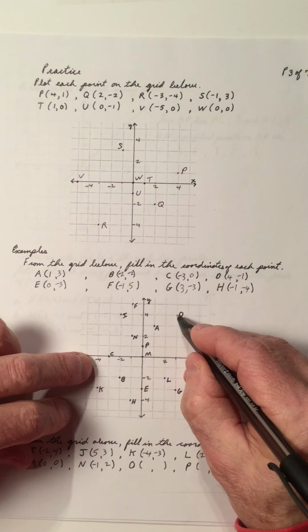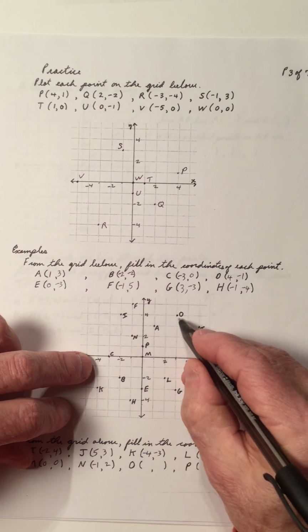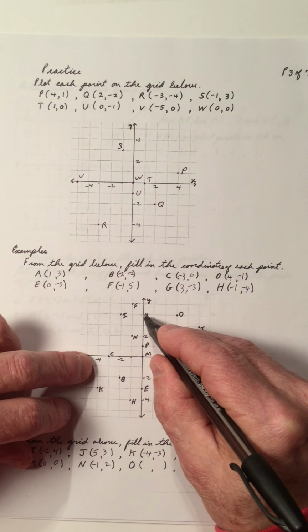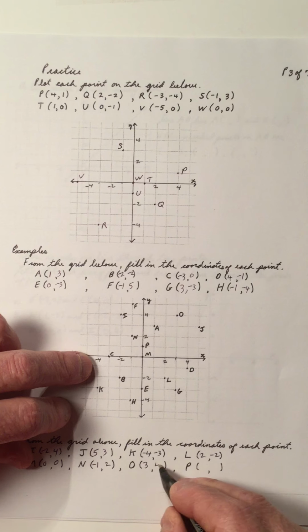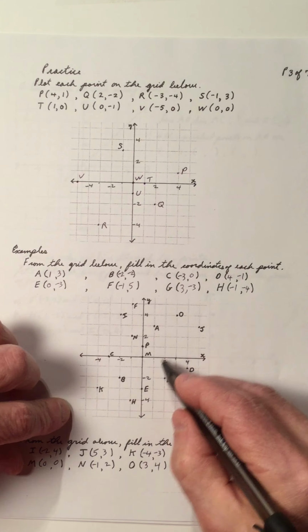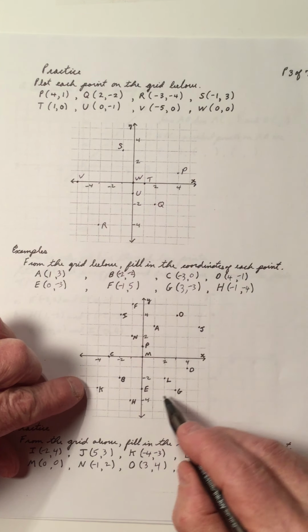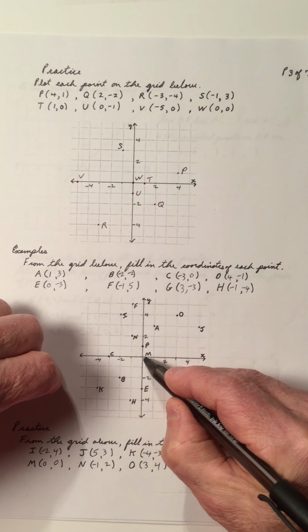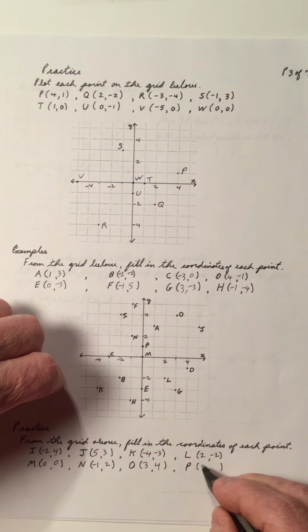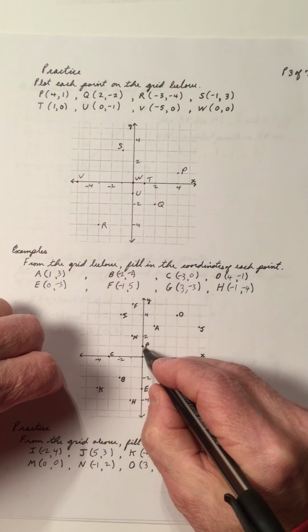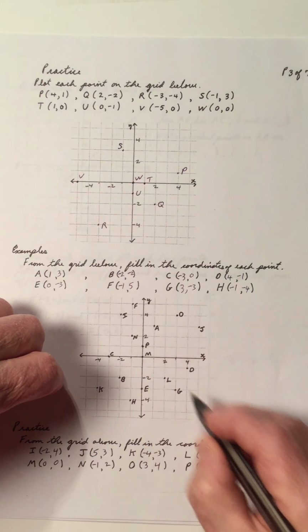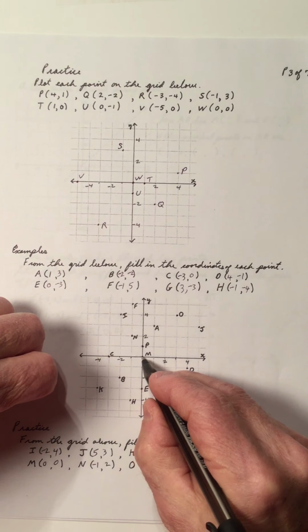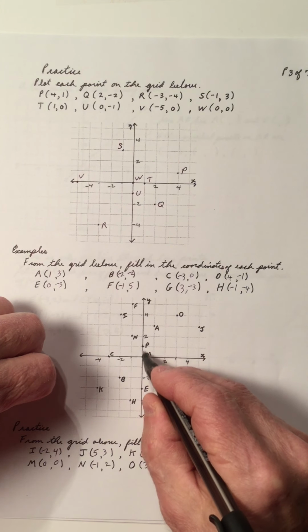O, right here. X is 3. Y is 4. P is right here. So P, X is 0. Y is 1. Notice X is 0 here. You don't move sideways, you move up 1.